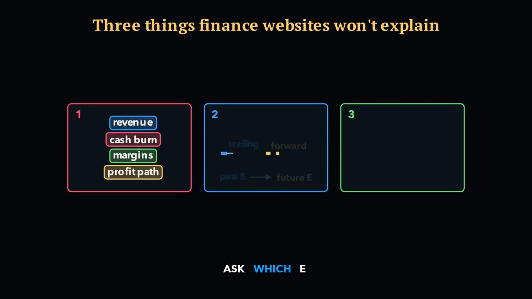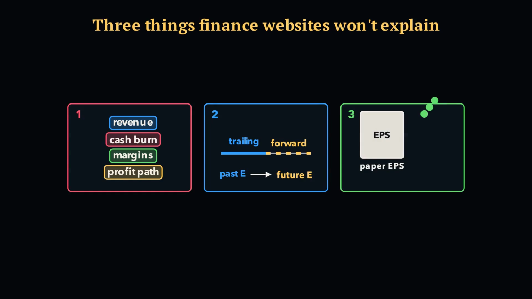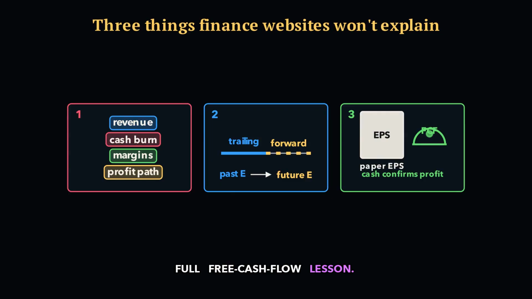Second, always ask which E is being used. Trailing PE uses past earnings. Forward PE uses expected future earnings. Same company, different E, different PE. Third, earnings are useful, but cash matters. Accounting earnings can look like paper profit. Free cash flow is closer to the cash bucket the company can actually use. This is not a full free cash flow lesson. Just remember, cash helps confirm whether reported profit is turning into usable money.